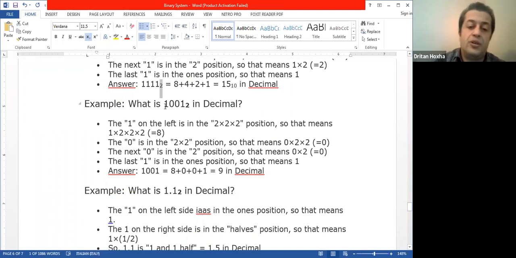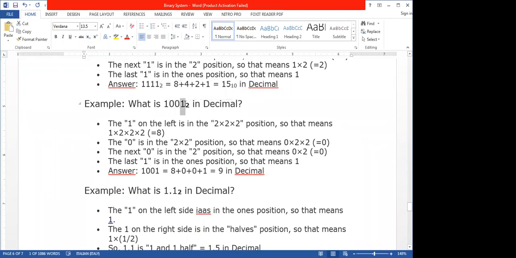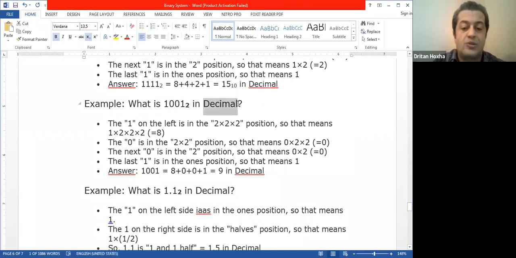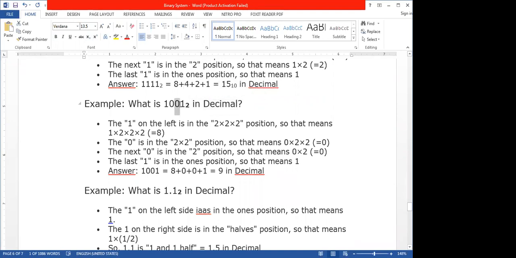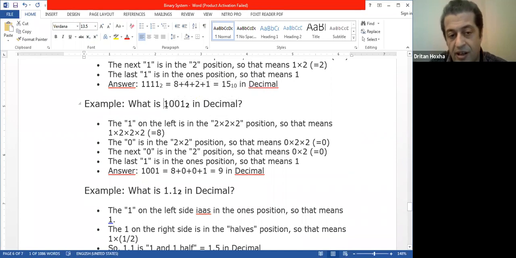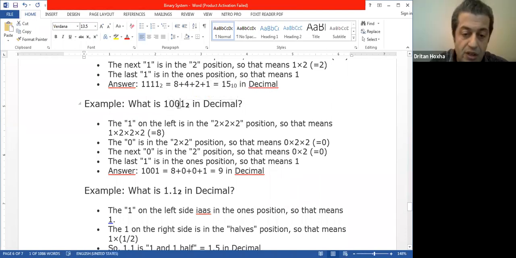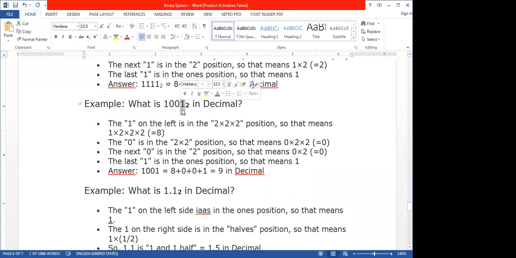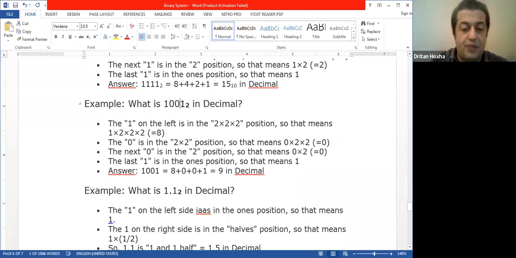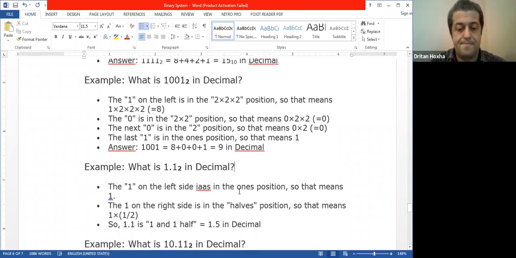Another example. What is 1001 with base 2 in decimal? We have the units here, the 2's here, the 4's here, and the 8's here. So we have 1 eight, 0 fours, 0 twos, and 1 one. Attend to what you're writing. So we have 8 plus 1, we have 9 in the decimal system. Do you understand?